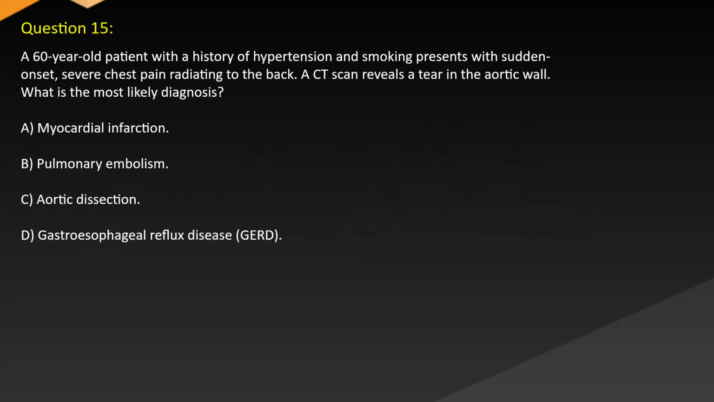Question 15. A 60-year-old patient with a history of hypertension and smoking presents with sudden onset severe chest pain radiating to the back. Imaging reveals a tear in the aortic wall. What is the most likely diagnosis? A. Myocardial infarction. B. Pulmonary embolism. C. Aortic dissection. D. Gastroesophageal reflux disease.